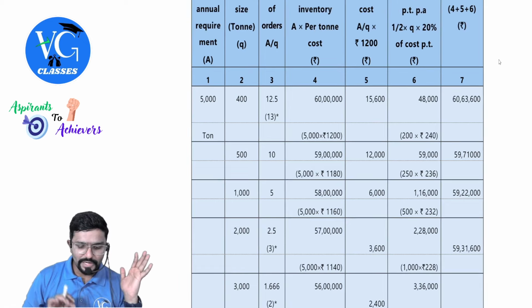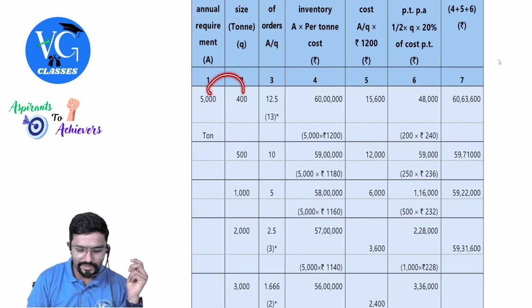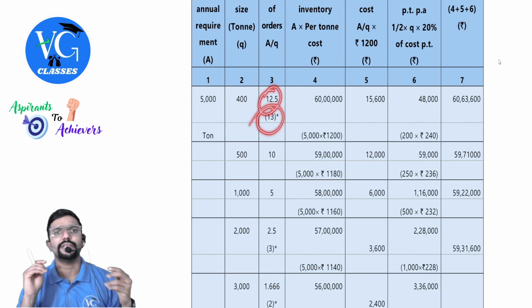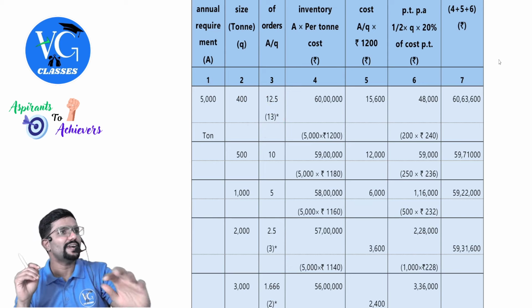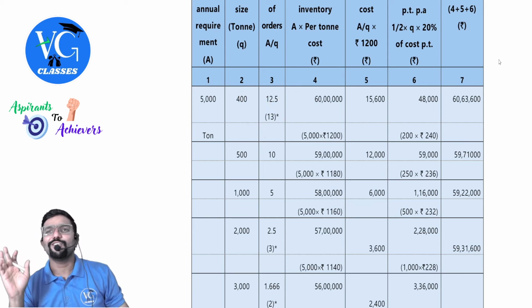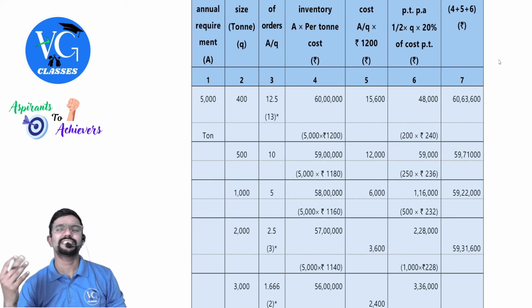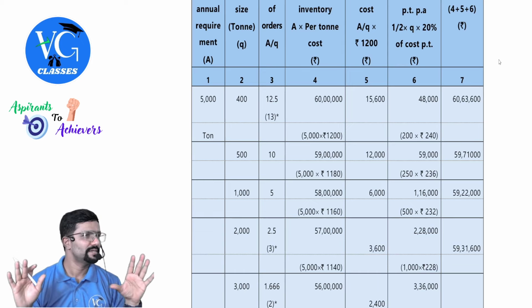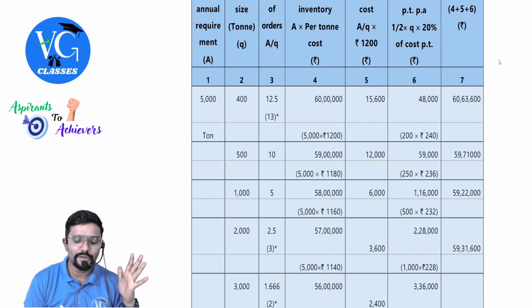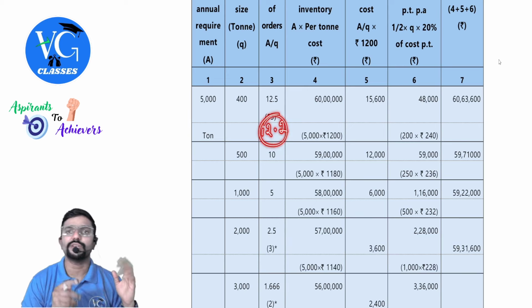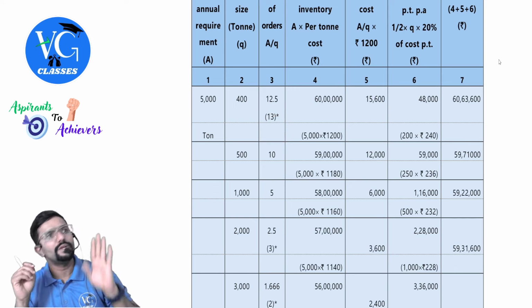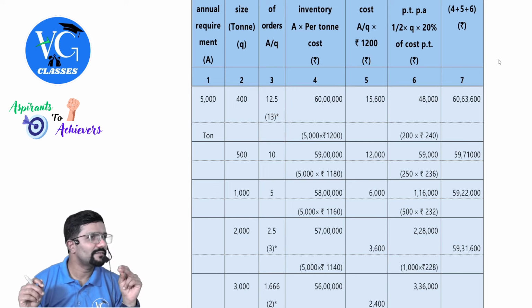Okay, fine. Number of orders, guys. 5,000 divided by 400, which comes to 12.5. But I round it up to 13, because I cannot place half an order. In the industries, the standard is one complete order. Anything decimal, assume it is 12.2 also, please round it up to 13. 12.1 also, round it up to 13.